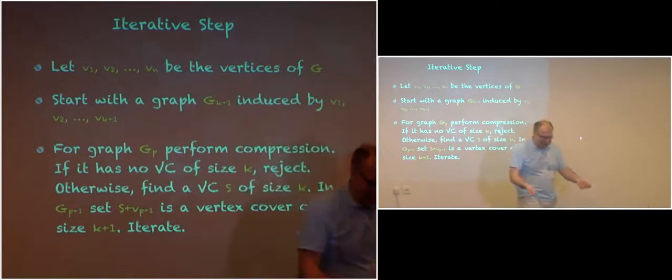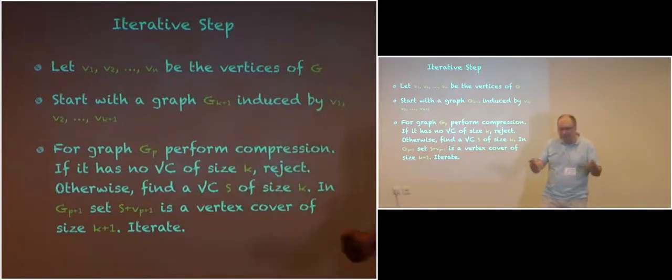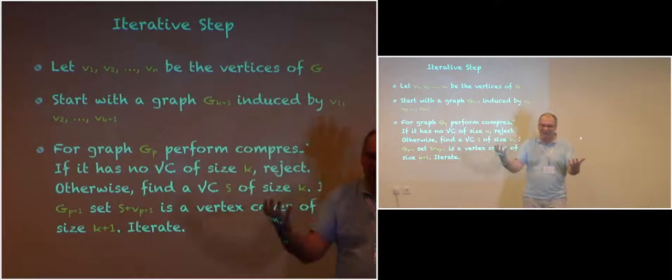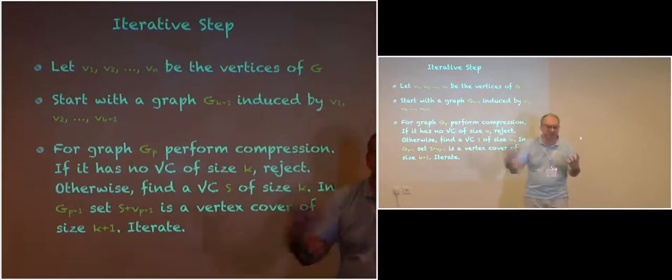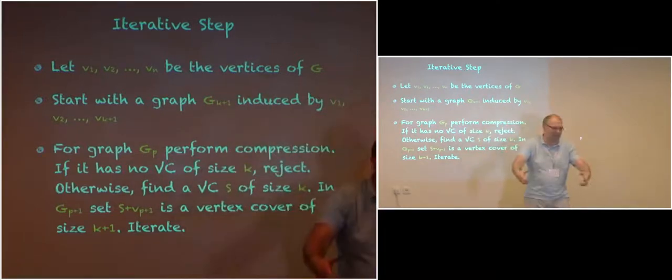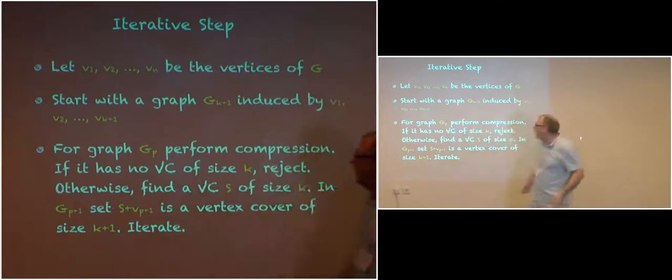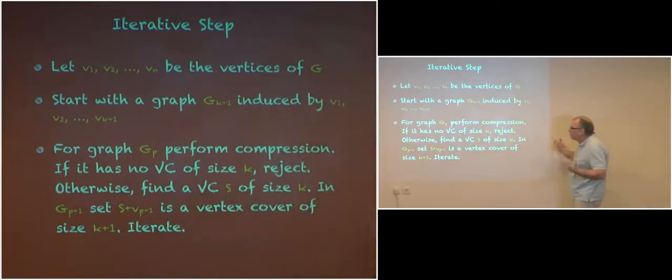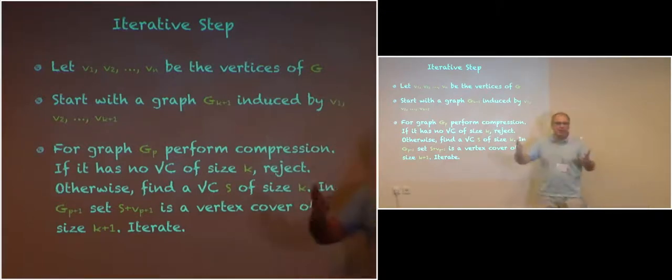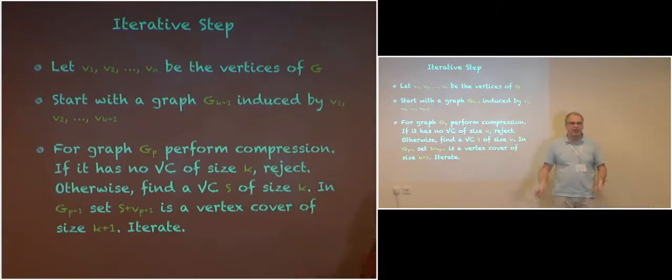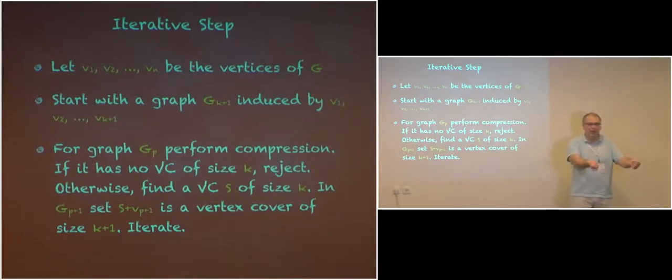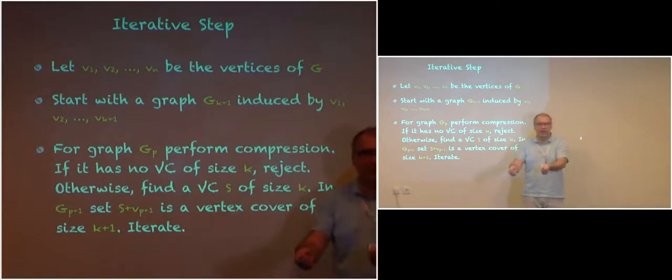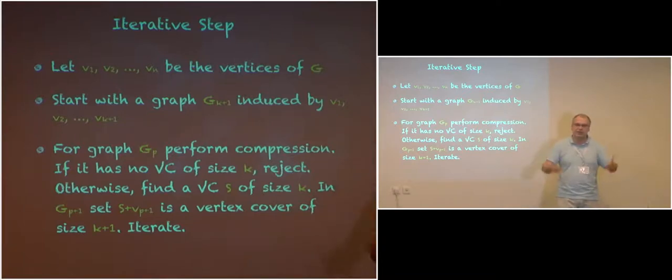This graph has k plus 1 vertices, which means I can easily find a vertex cover of size k plus 1 in this graph, right? I take everything of this graph and I say, this is the vertex cover. Now, for this graph, I perform my compression algorithm. Now I have a graph with a vertex cover of size k plus 1. I find a vertex cover of size k, or I can say that there's no vertex cover of size k. In the last case, I just say no, there is no solution at all.